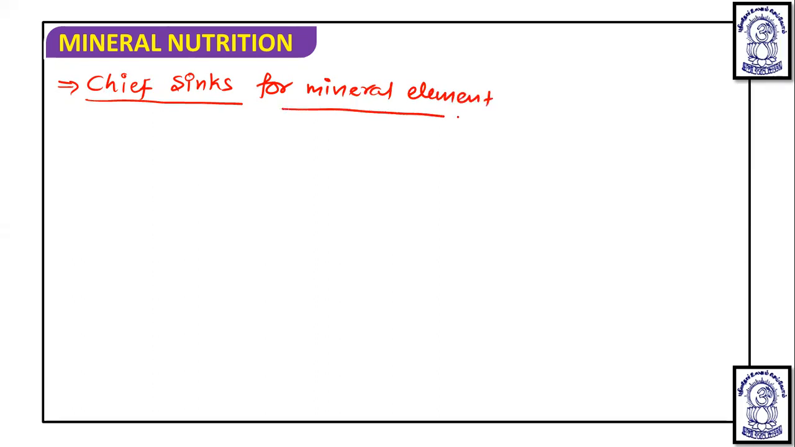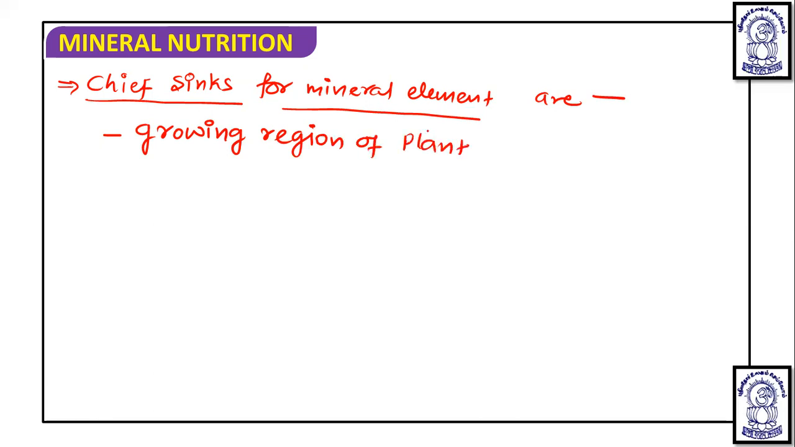Now these minerals are needed in certain areas where there is a requirement. These are known as chief sinks. The chief sinks for mineral elements, where there is a requirement, are number one, growing regions of the plant, such as apical and lateral meristems.